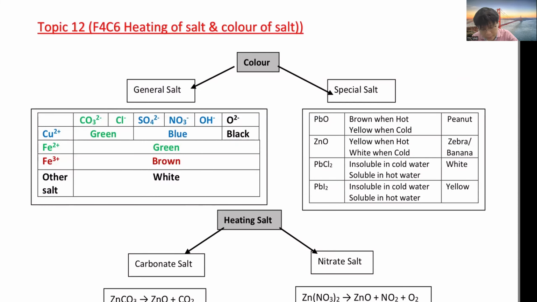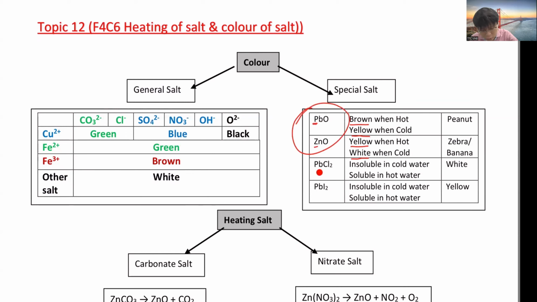So how do you remember? It's very simple. You remember peanut, the nasi lemak peanut is brown color skin outside, and you look at the skin inside is yellow color. Then over there, zinc oxide will be the yellow color when hot, then white color when cold. Okay, so these two are special ones. They keep coming out in exam.